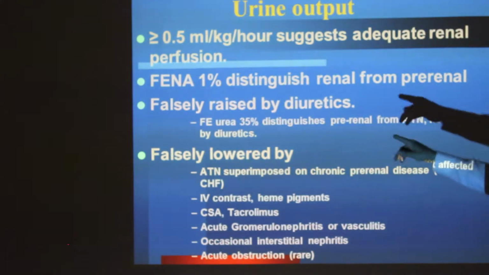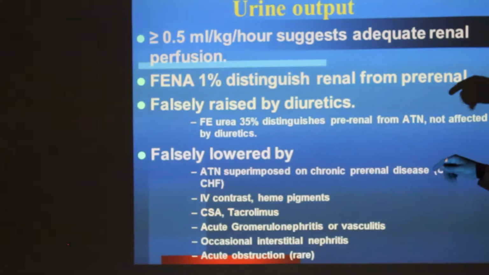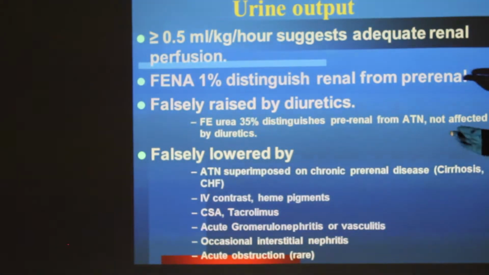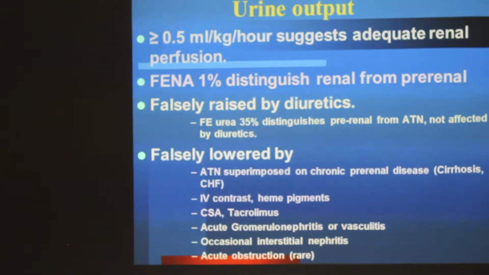So the fraction of excretion of urea is actually on Metcalc. If you put fraction of excretion of urea, you collect the urine urea and the urine creatinine, and there's a fraction calculation on Metcalc, and if the level is below 35%, this indicates pre-renal, meaning volume depletion, so you need to give fluid. If the level is more than 50, 60, 70, this indicates ATN. For patients who are on Lasix, where you cannot use the fraction of excretion of sodium.